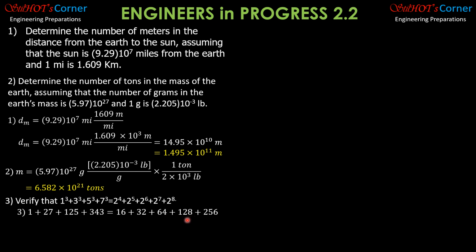Then 16 plus 32 is 48 plus 64, 112 plus 128, 240. 240 plus 256 is 496. So we have verified that 496 on the left is equal to 496 on the right.